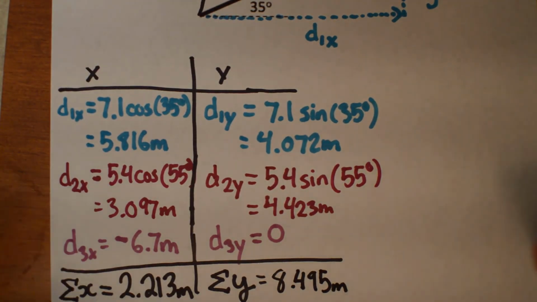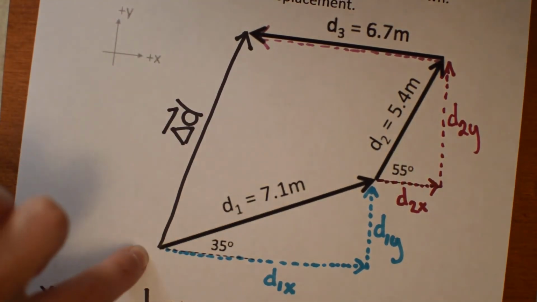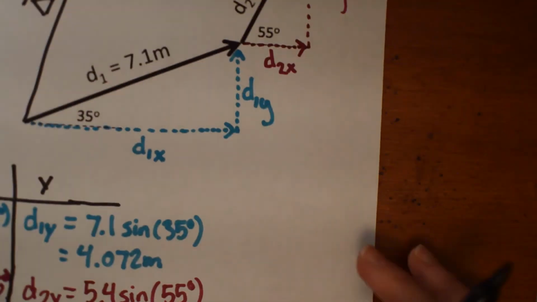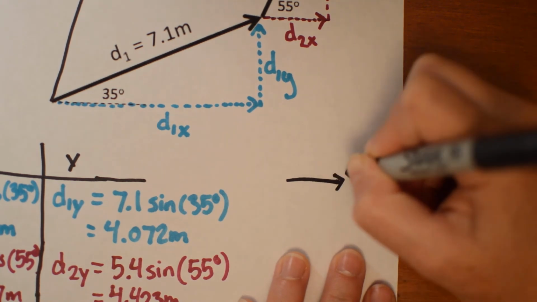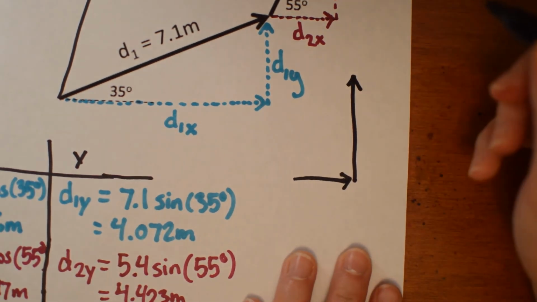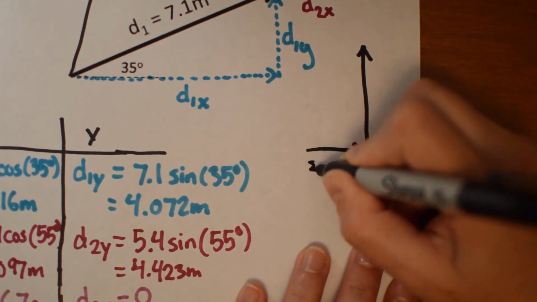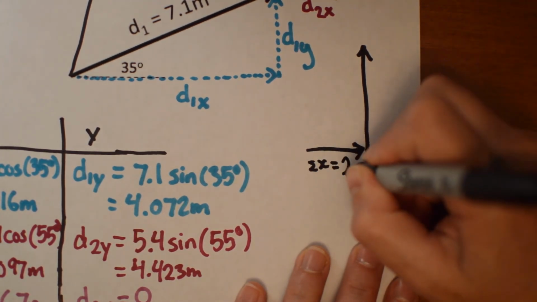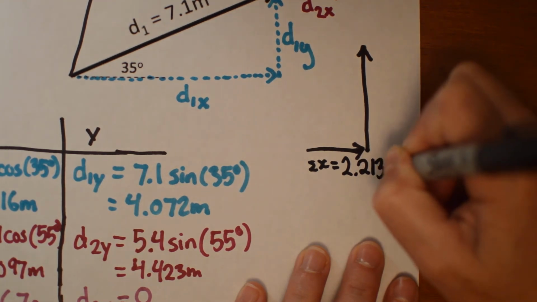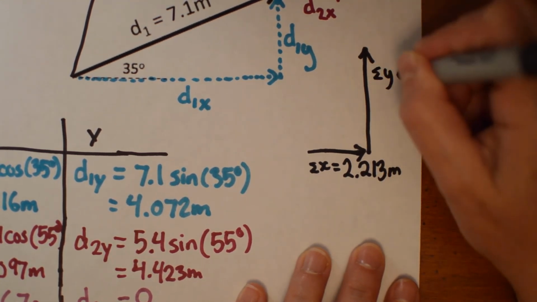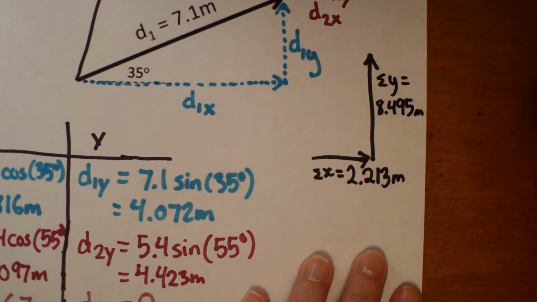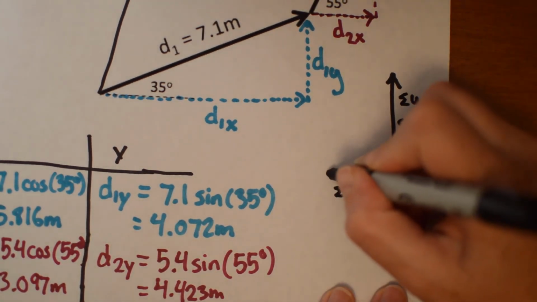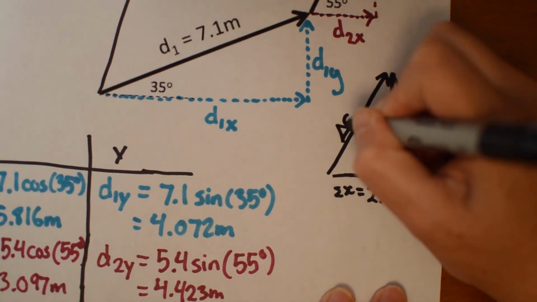Okay, so I've added up all my x stuff, I've added up all my y stuff. My last move is to squish x and y together to get my overall delta D. This guy, that's what I'm looking for, right? So I need to put my overall x, my overall y. So I always draw this as just a little triangle on the side. I'll have my x here and y stuff here. So x, the sum of the x stuff, is 2.213 meters, and the sum of the y stuff here is 8.495 meters. I'm looking for the overall delta D, this value right there.